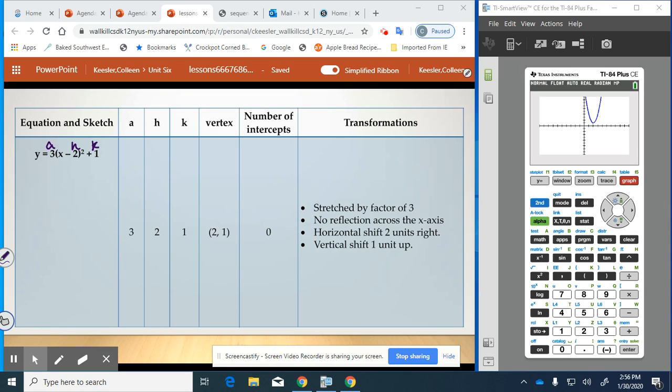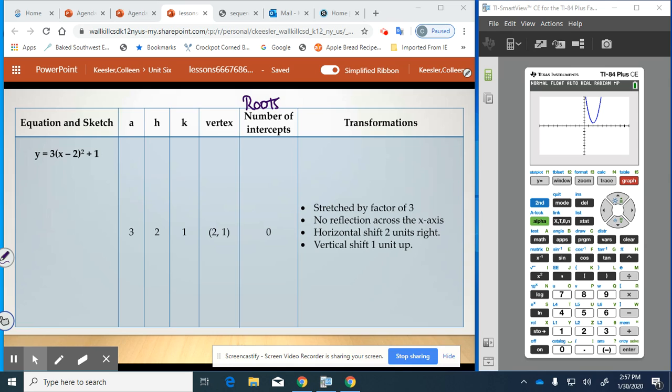So now it says number of intercepts. Now in this case, like you see in my graph, there are no intercepts. Intercepts are like the roots. So this does not cross the x-axis at all. So there are zero roots. Remember, we called that imaginary roots. So now we can talk about the transformations.